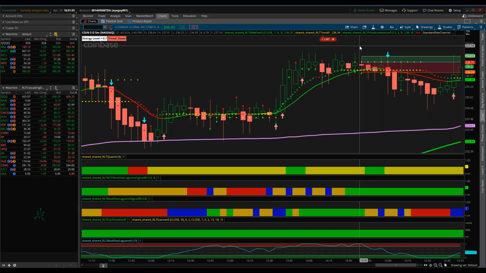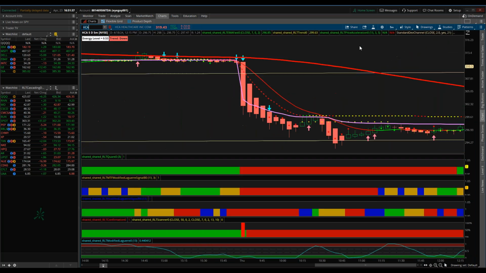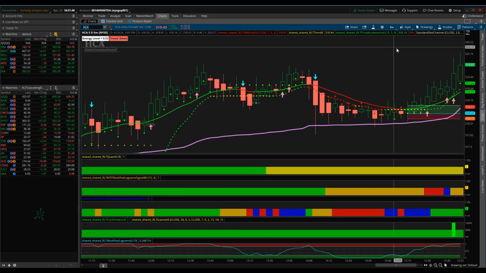Now, this is a healthcare stock, and I don't think we're going to get great implied volatility here, but let's look at Healthcare of America. See, now here's your perfect technical trade. You can see it has popped out of the box to the upside, and it is running.